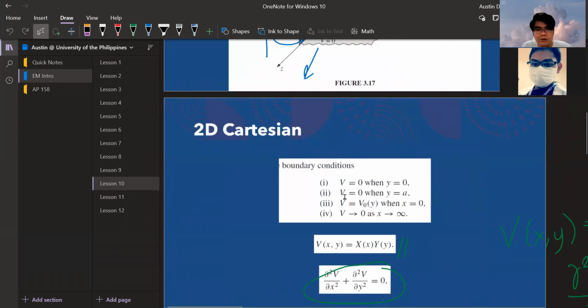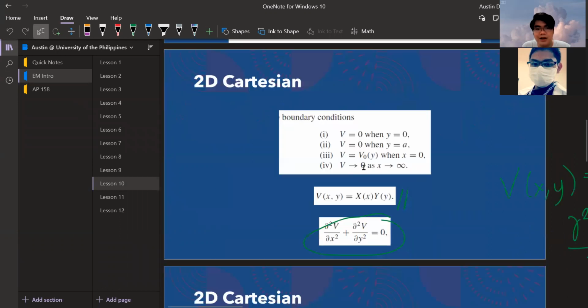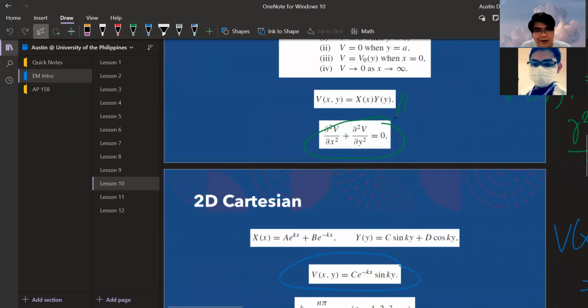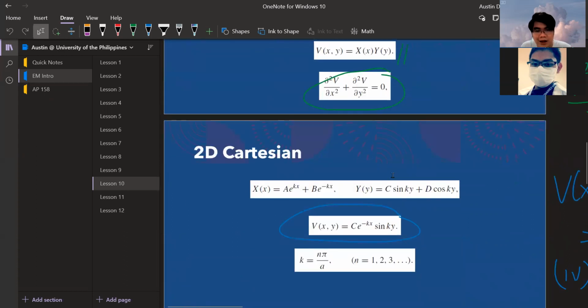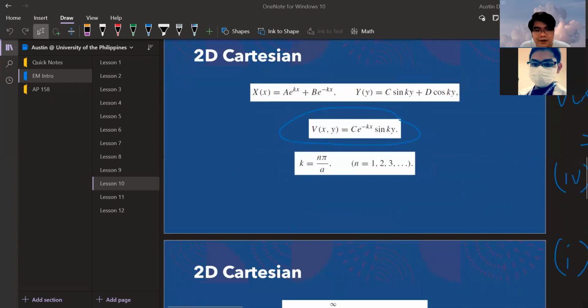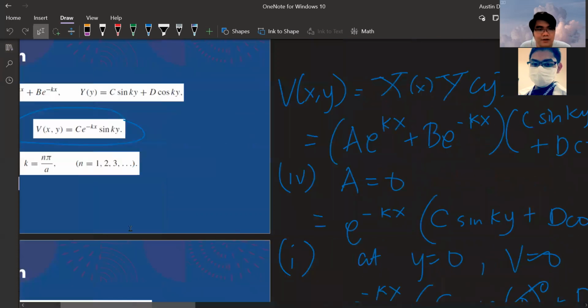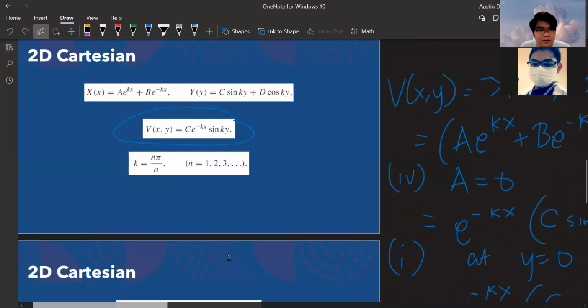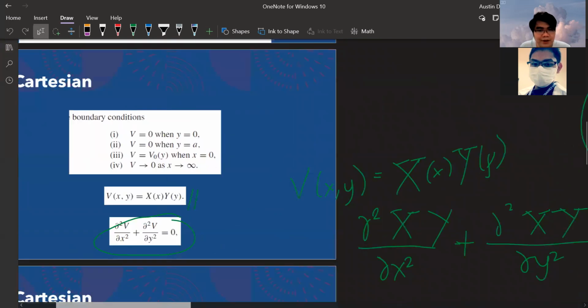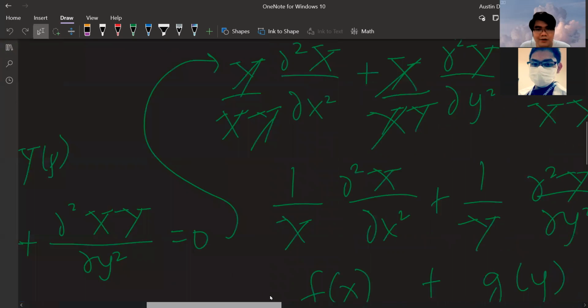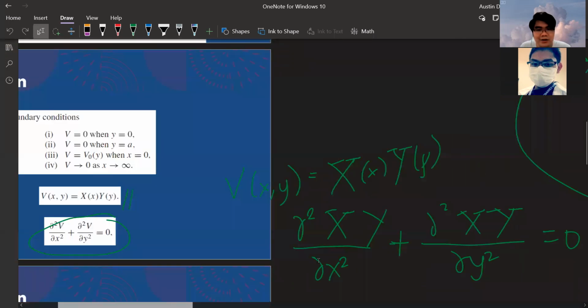Okay. So we collected the boundary condition and we suppose that the potential can be written as a function, two functions na minumultiply lang natin, which is yung X, which is a function of x, si big Y, which is a function of y. Then we plug this in here. Then by solving the differential equations that we obtained, okay, so nahiwalay natin siya into two functions, di ba?